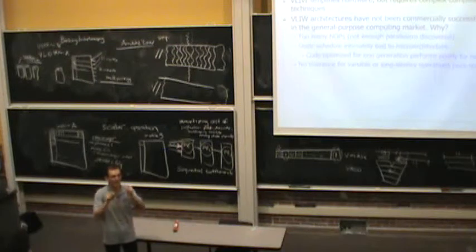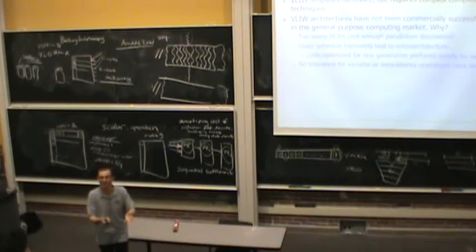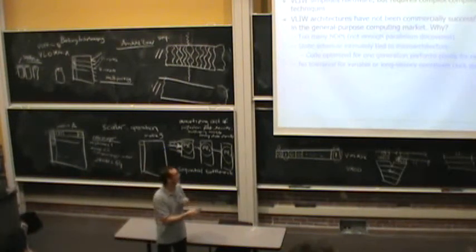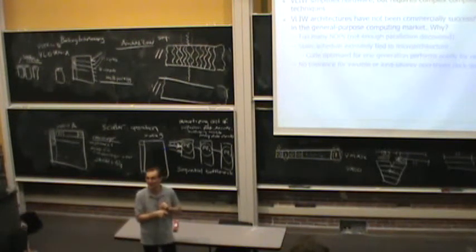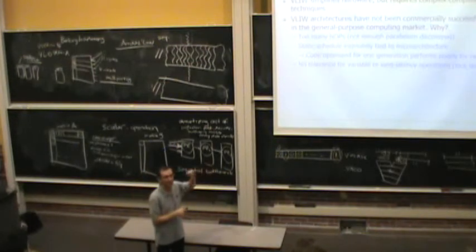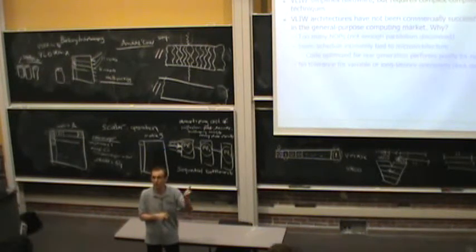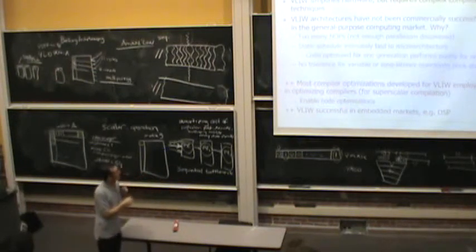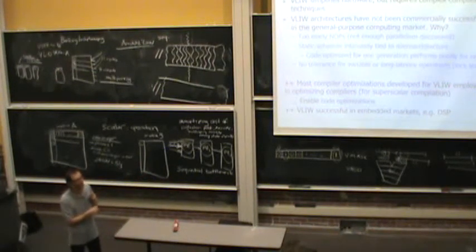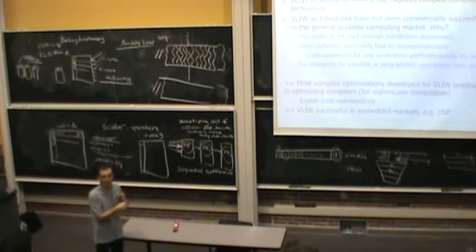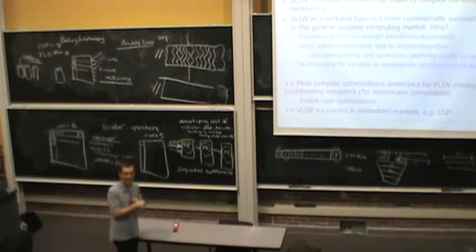You could do out-of-order execution, but now you complicate the hardware. It's not as beautiful anymore. So you lose a lot of the beauty of VLIW if you want to tolerate variable latencies. And again, we go back to the fundamentals that we discussed earlier. How can the compiler figure out whether a load will be a cache miss or a cache hit? Very difficult. The good thing is, most compiler optimizations developed for VLIW are actually employed in optimizing compilers today to enhance performance for superscalar machines or any other machines today. They enable a lot of code optimizations.